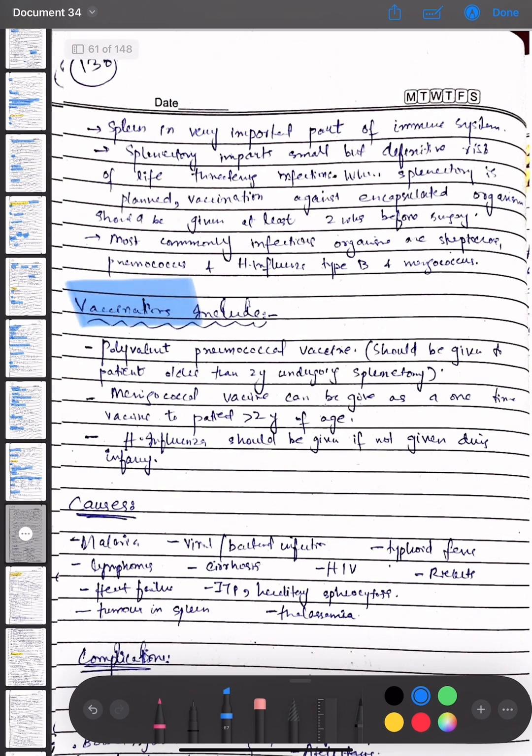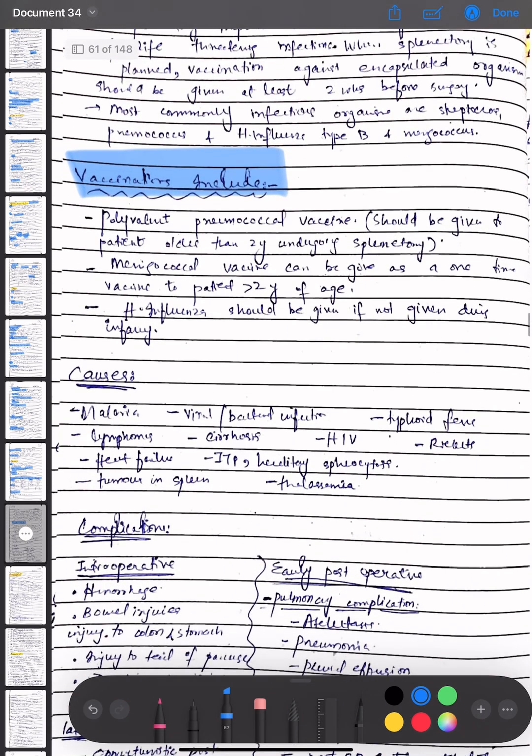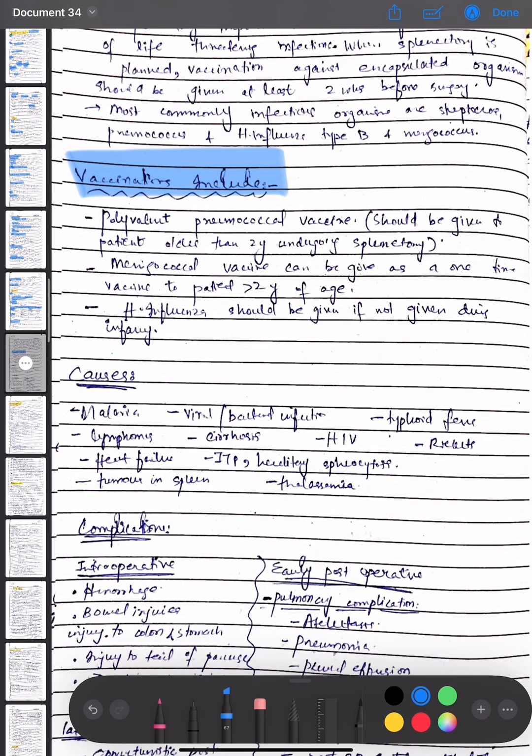The vaccinations include polyvalent pneumococcal vaccine, which should be given to patients older than 2 years undergoing splenectomy. Meningococcal vaccine can be given as a one-time vaccine to patients greater than 2 years of age. H. influenza vaccine should be given if not given during infancy.